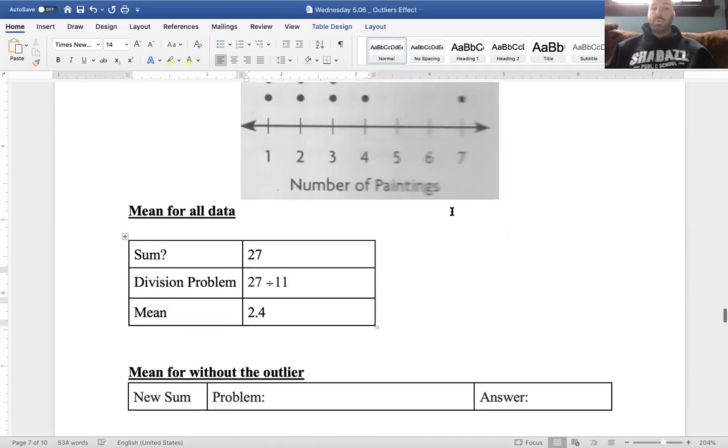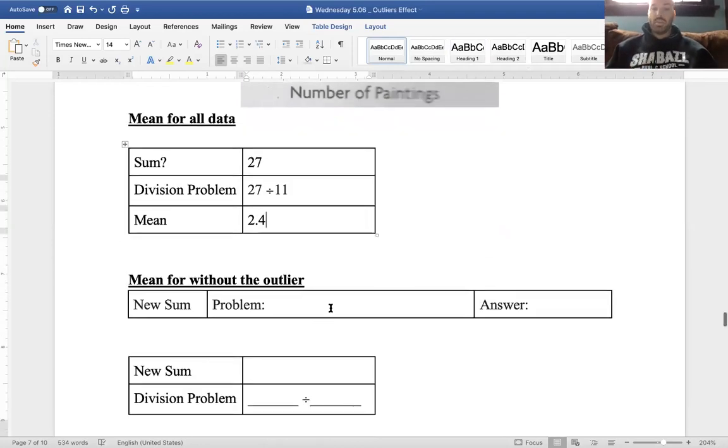My sum before was 27. Without the outlier, I want to take the outlier out. So the outlier was 7, and I want to take that out. So I'm going to do 27, and I'm going to take out the 7. So my new sum is 20.